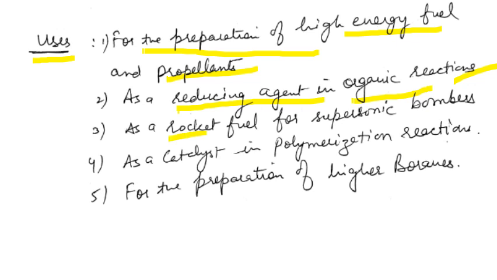It acts as a rocket fuel for the various supersonic bombers because it reacts spontaneously. That's why it is used as a rocket fuel for the supersonic bombers. It is used as a catalyst in the various polymerization reactions to form polymers. It acts as a catalyst also for the preparation of the higher boranes, as we have seen in the chemical property. When we heat at high temperature, the borane can be decomposed into the various higher boranes.